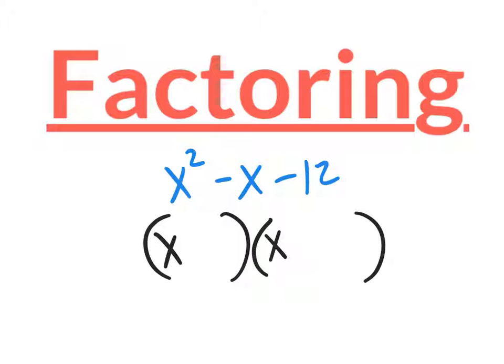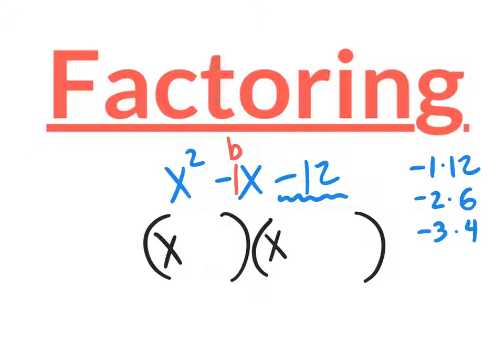So now we need to think of, again, the shortcut: what times what is the c value that if you combine together is the b value? And if you're struggling with this, get a calculator and make a list. Like, how could you get negative 12? Well, that would be a negative 1 times 12. Or maybe a negative 2 times 6. Or maybe a negative 3 times 4. You make a list. Now, which pair of numbers combines together to give you the b value, which in this case is negative 1?